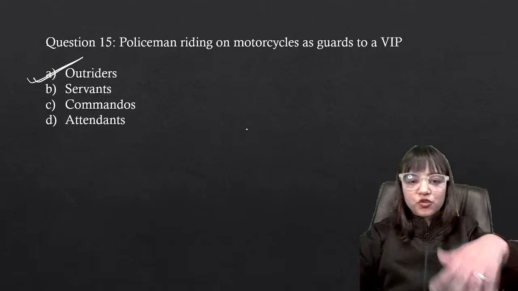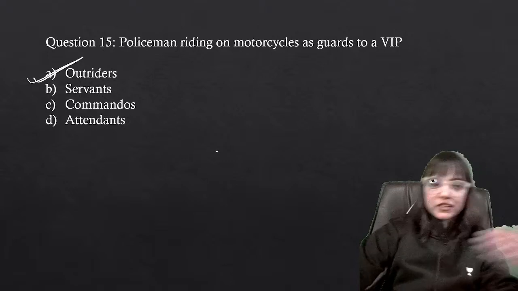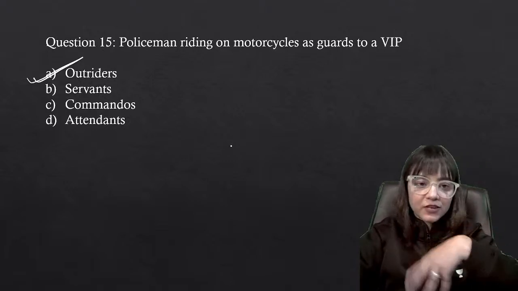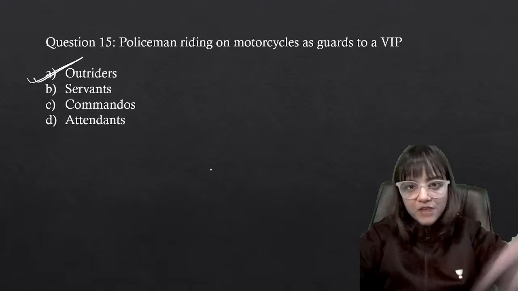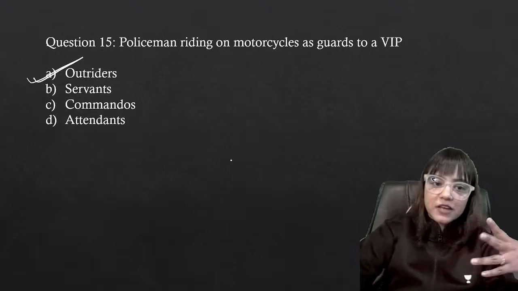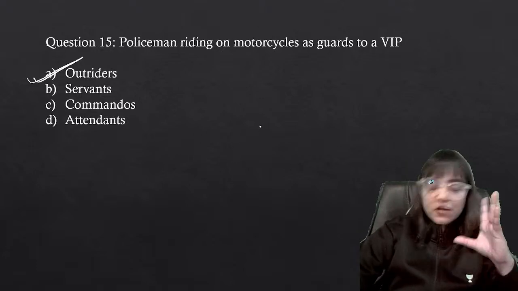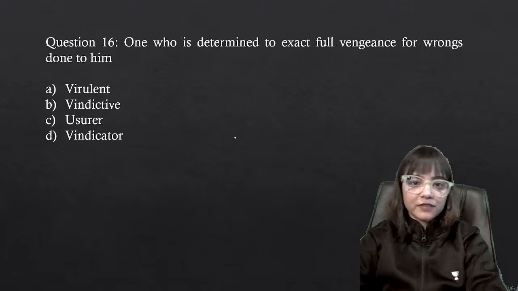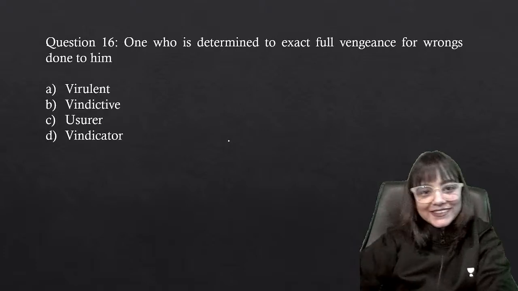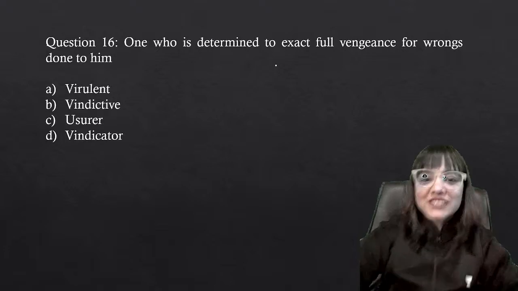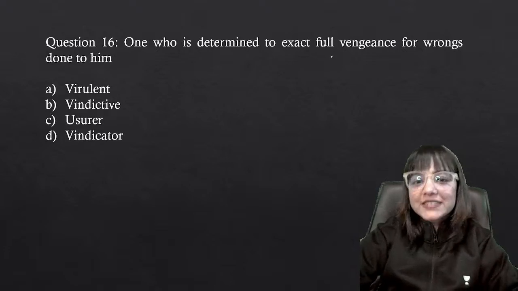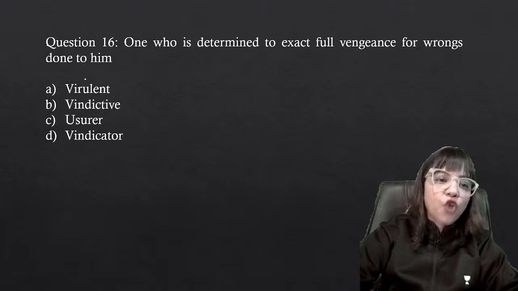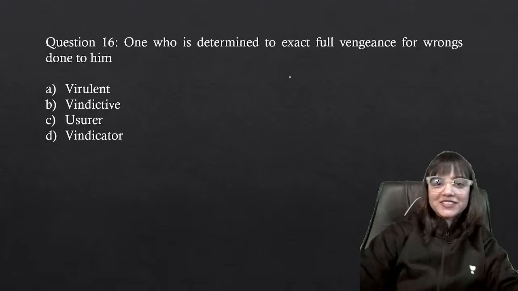Policemen who escort VIPs by riding in front, this is how they guard. So they ride in front and then the VIP car or vehicle comes along. That is called an Outrider. Outriders, okay? Like Ghost Riders, Outriders, okay? One who is determined to exact full vengeance for wrongs done to him. What is this person called?